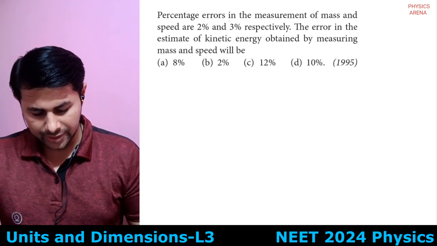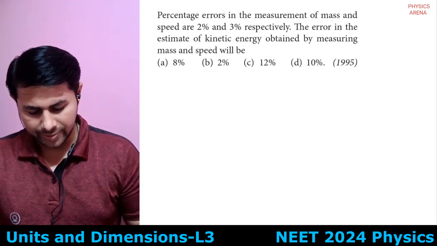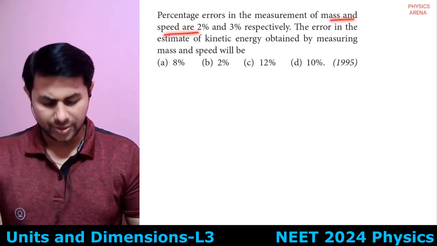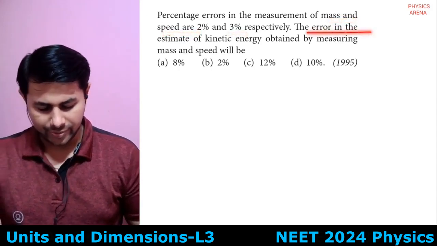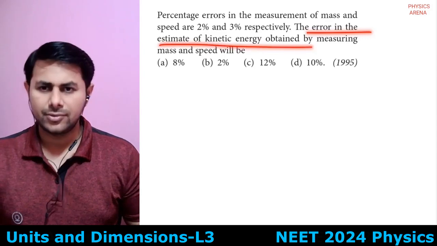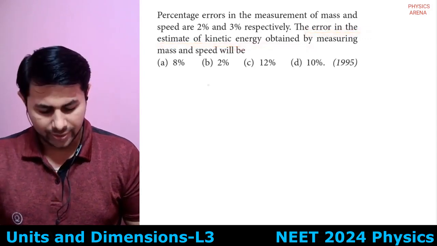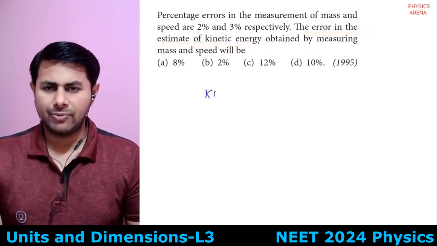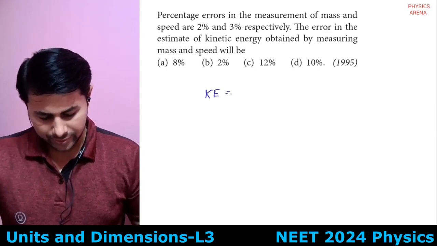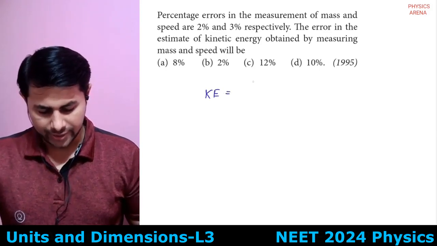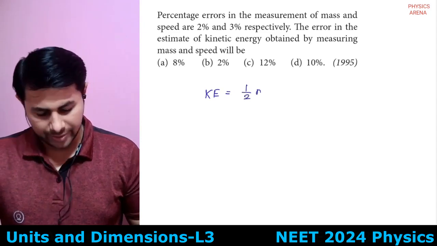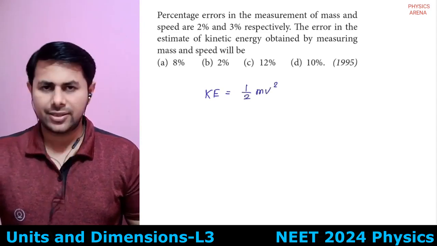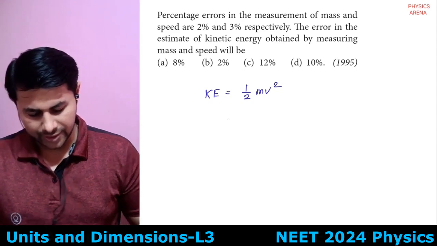The percentage errors in the measurement of mass and speed are 2% and 3% respectively. The error in the estimate of kinetic energy will be. So kinetic energy is half of mv square. 8%. Okay. So the percentage error in mass plus 2 times the percentage error in V is the percentage error in kinetic energy.